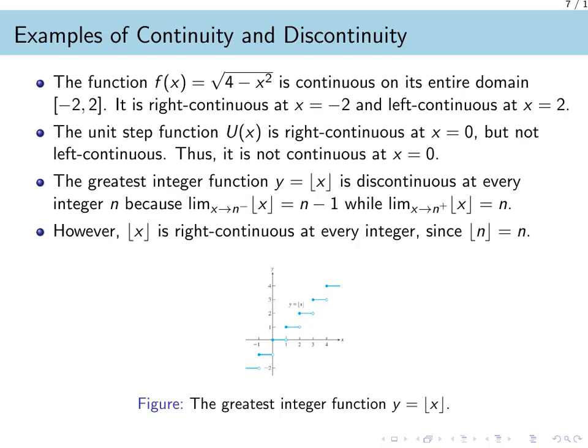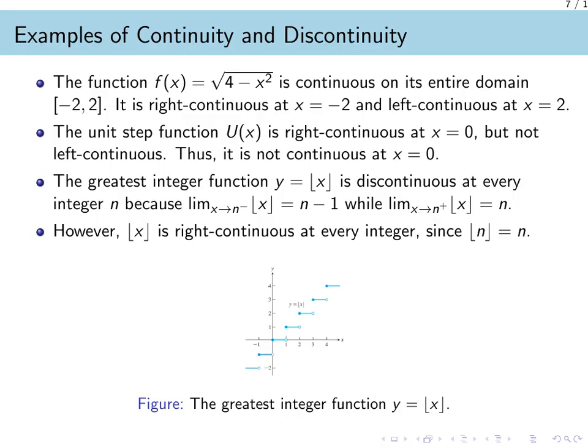To make the idea of one-sided continuity concrete, I will walk through a few important examples. A simple case is the function f of x equals the square root of the quantity 4 minus x squared, which is continuous across its entire domain. Things get more interesting with the unit step function, which jumps from 0 to 1 at x equals 0. Because the limit from the right matches the function's value, it is right continuous. But since the limit from the left does not match, it fails to be fully continuous.